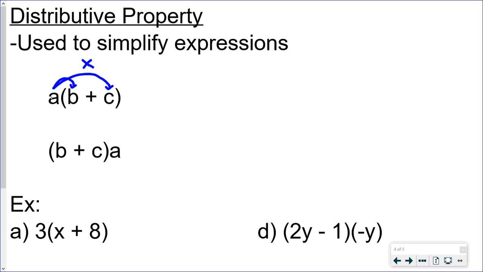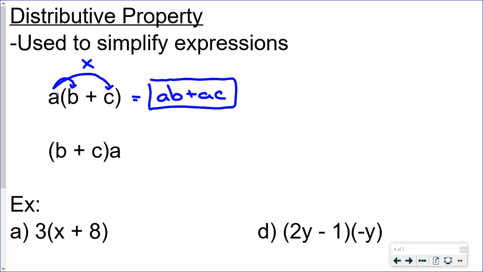So all I'm going to do is multiply a times b and a times c and keep this plus sign here. So this is going to simplify to ab plus ac, because a times b is just ab. Remember, a variable next to a variable means multiply. And so this would be your final answer.